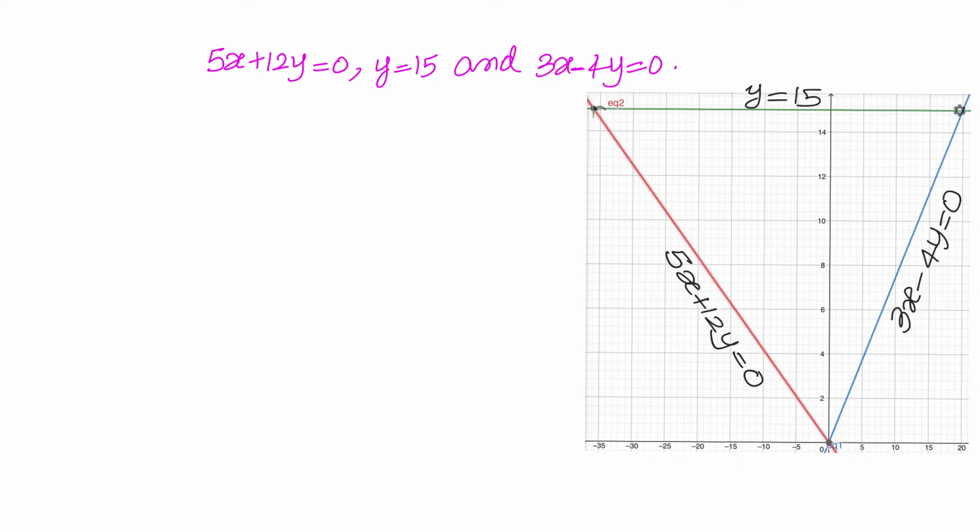We have to find out the incenter of the triangle formed by the sides y equals 15, 3x minus 4y equals 0, and 5x plus 12y equals 0. Now, we can find the incenter in two ways. One, we can find the equations of the angular bisectors, and the point of intersection is the coordinates of the incenter.